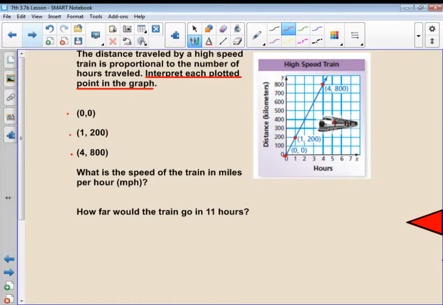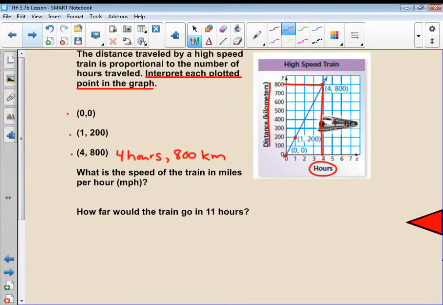So I never pick (0, 0) to help me interpret because it doesn't tell me a whole lot. So I'm going to pick one of the other ones. I'll go ahead and do the (4, 800). So in order to understand what that means, I'm going to follow my lines to see what my 4, in this case, is hours. So our 800 is our distance in kilometers. So here we could travel for 4 hours, would take us 800 kilometers. Or you could say I traveled 800 kilometers in 4 hours. However you would like to go ahead and understand that.